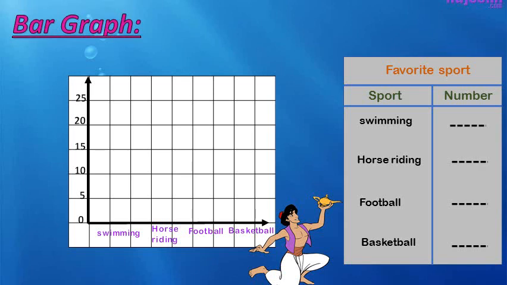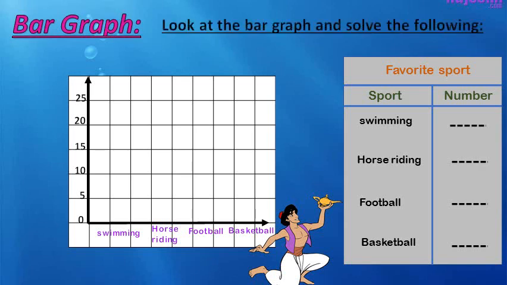Bar graph means I'm going to have a graph having some information or some data on the horizontal axis and on the vertical axis. Let's look at this graph. It's a bar graph talking about the favorite sports. We have on the horizontal axis the types of sports, and on the vertical axis we have the number of children who prefer these types of sports.